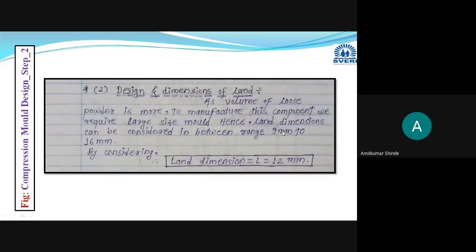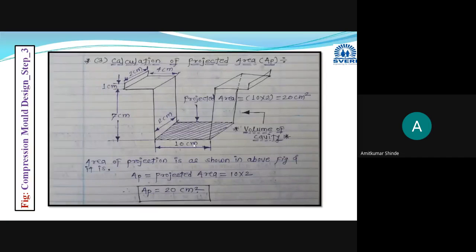Okay, in this range any dimension can be assumed, and here we can take L is equal to 12. Within this range you can consider any value. Someone can assume 10, someone can assume 14 or 15. Here I have just taken an assumed value, depending on the volume of the loose plastic powder. Okay, then after this the calculation of the projected area is taken.